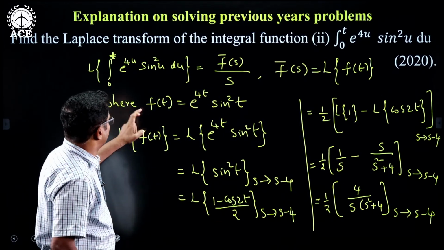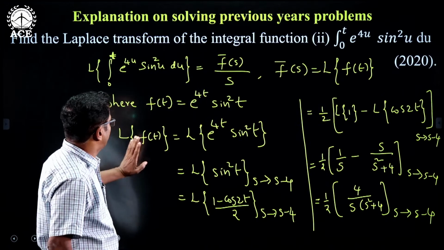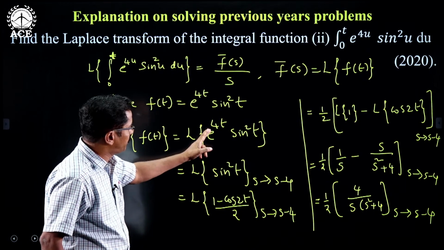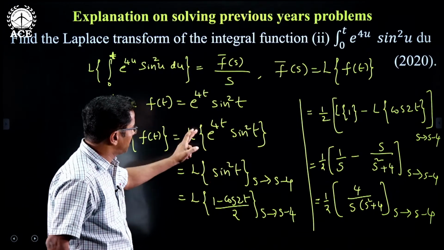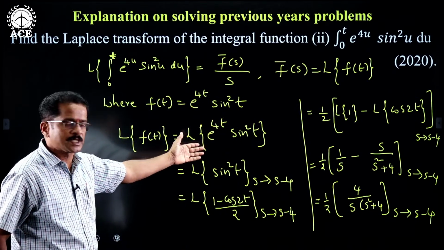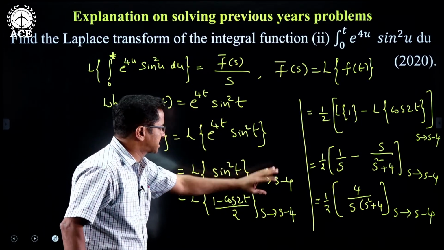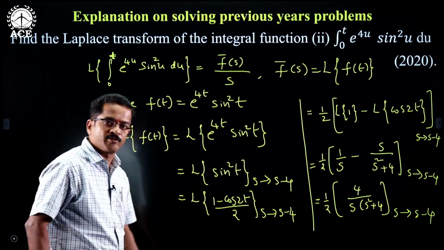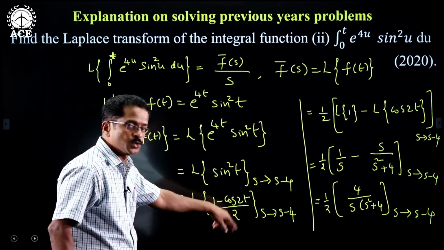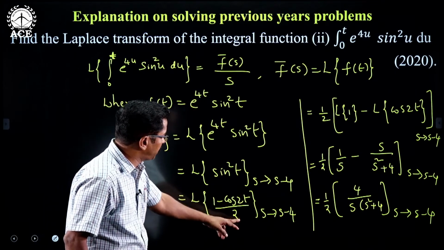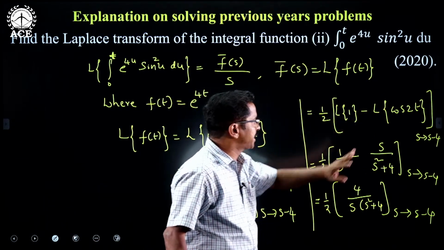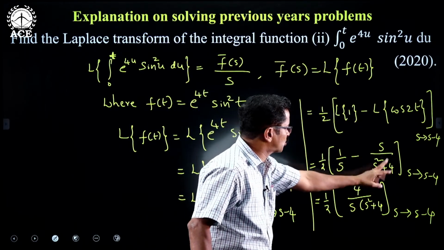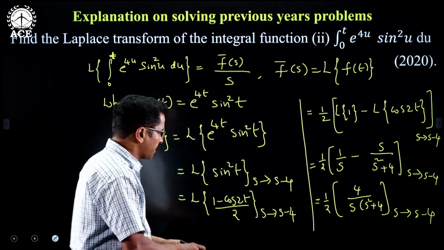Okay, so f bar of s I required, where f bar of s means L of e power 4t sin square t. L of sin square t, where e power 4t into sin square t is a first shifting theorem application. So L of sin square t, where s is shifted to s minus 4. This is a higher order term that I reduced into elementary form, that is sin square t is 1 minus cos 2t by 2. So L of 1 minus cos 2t by 2, by using linearity property I am writing like this: L of 1 minus L of cos 2t. L of 1 is 1 by s, L of cos 2t is s by s square plus 4, where s is shifted to s minus 4.